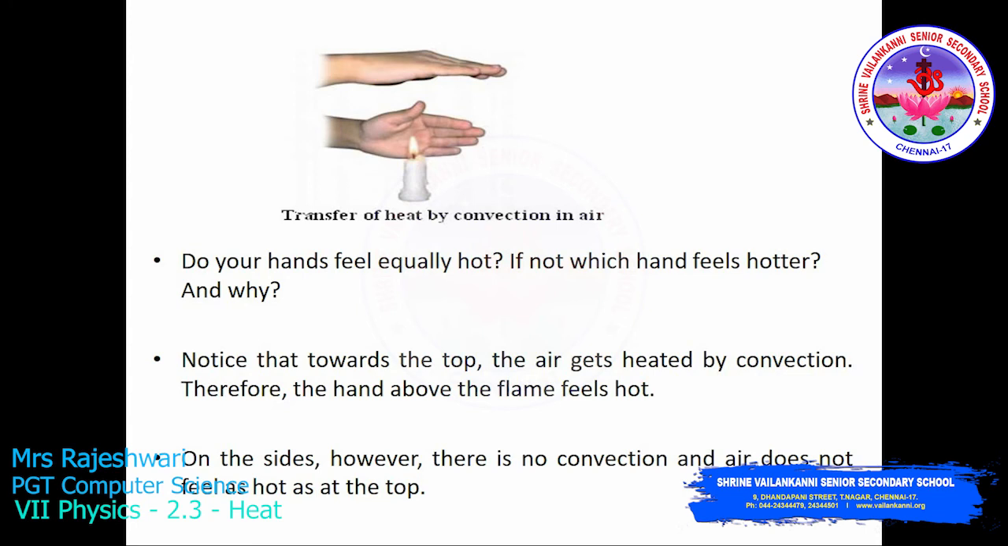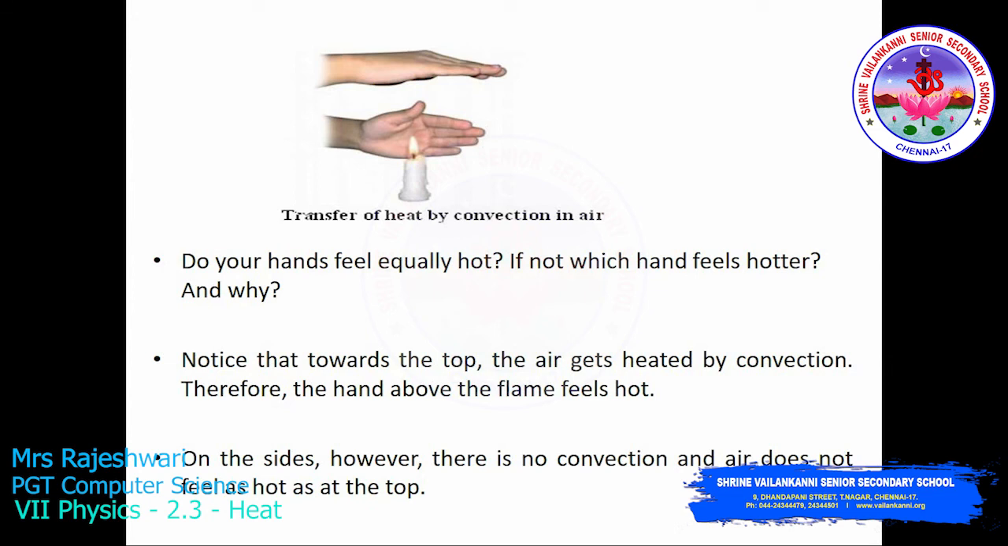So what is the reason behind that? The hand above the flame will feel much hotter. The reason is that the air gets heated because of convection. That's why you feel more heat when you keep your hand above the flame. On the sides, there is no convection of the air, so you will not feel as hot as you do when you keep your hand on top.